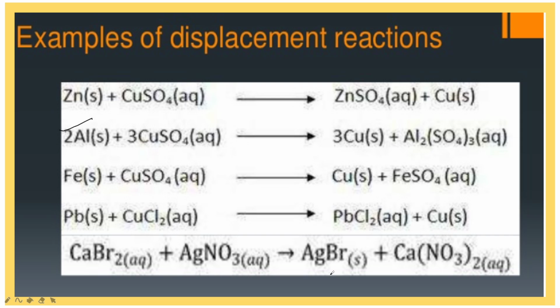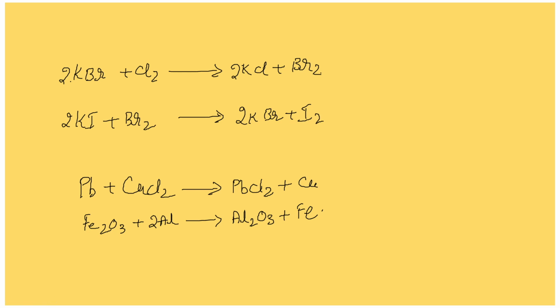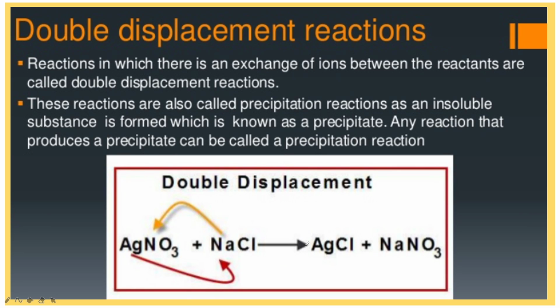Okay, so next come to the double displacement reaction. What is this double displacement reaction? It is a reaction in which two ionic compounds in a solution react to form two other compounds by mutual exchange of atoms or group of atoms. Reactions in which there is an exchange of ions between the reactants are called double displacement reactions.